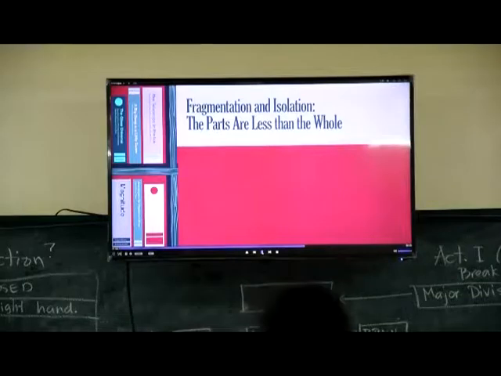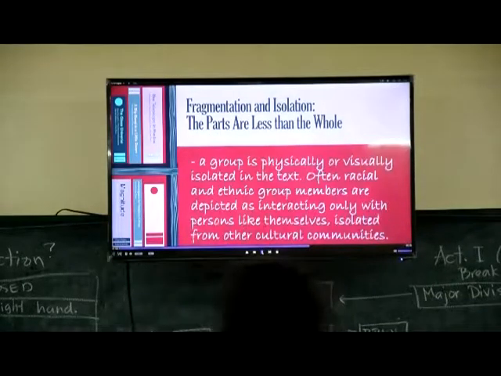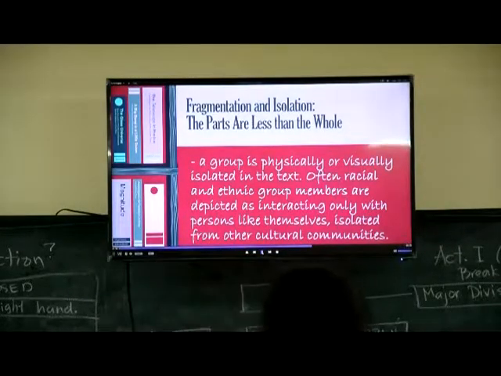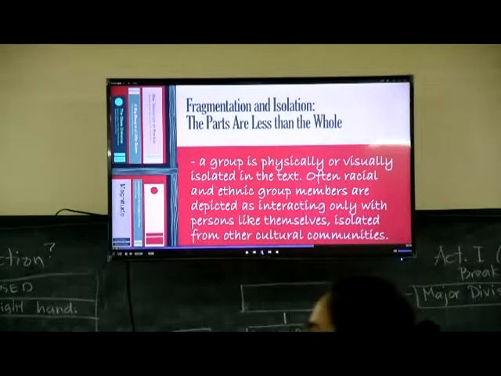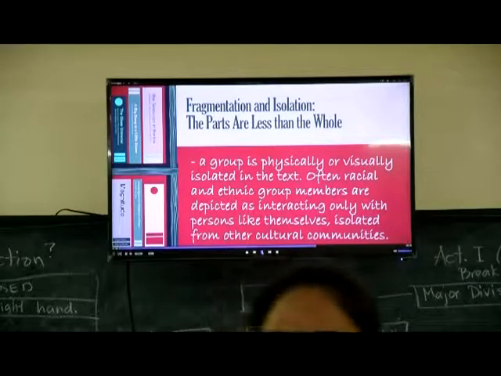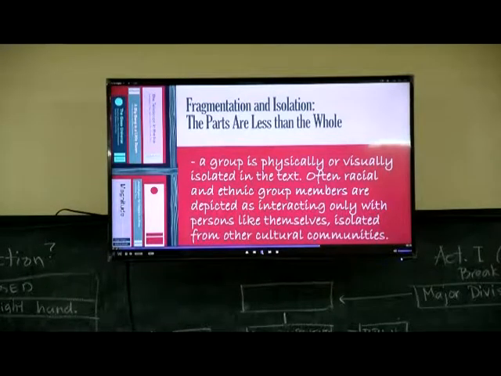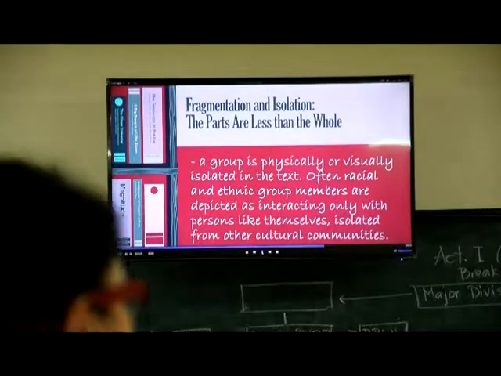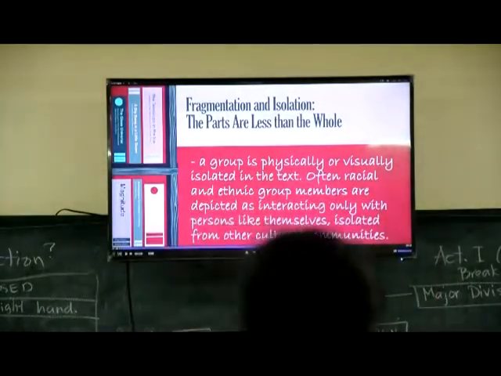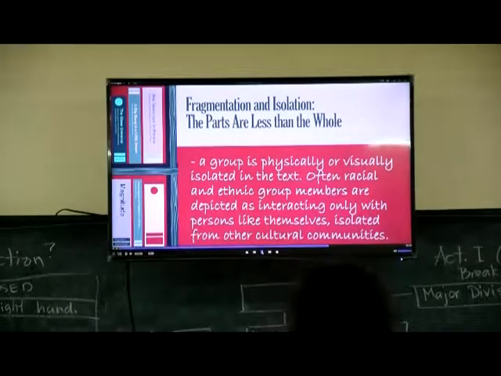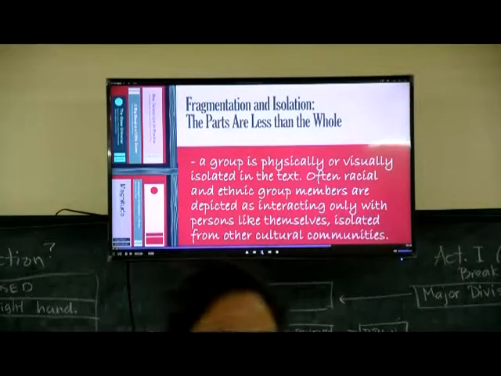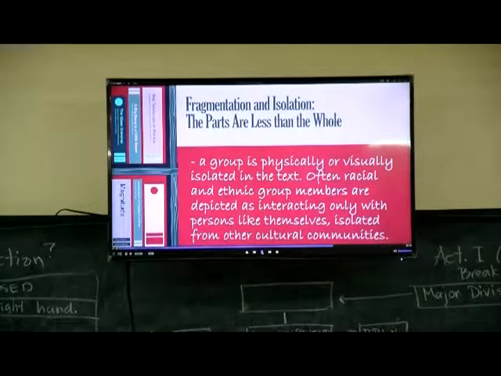Fragmentation and isolation. The parts are less than the whole. Fragmentation emerges when a group is physically or visually isolated in the text. Often, racial and ethnic group members are depicted as interacting only with persons like themselves, isolated from other cultural communities. While this form of bias may be less damaging than omission or stereotypes, fragmentation and isolation present non-dominant groups as peripheral members of the society.